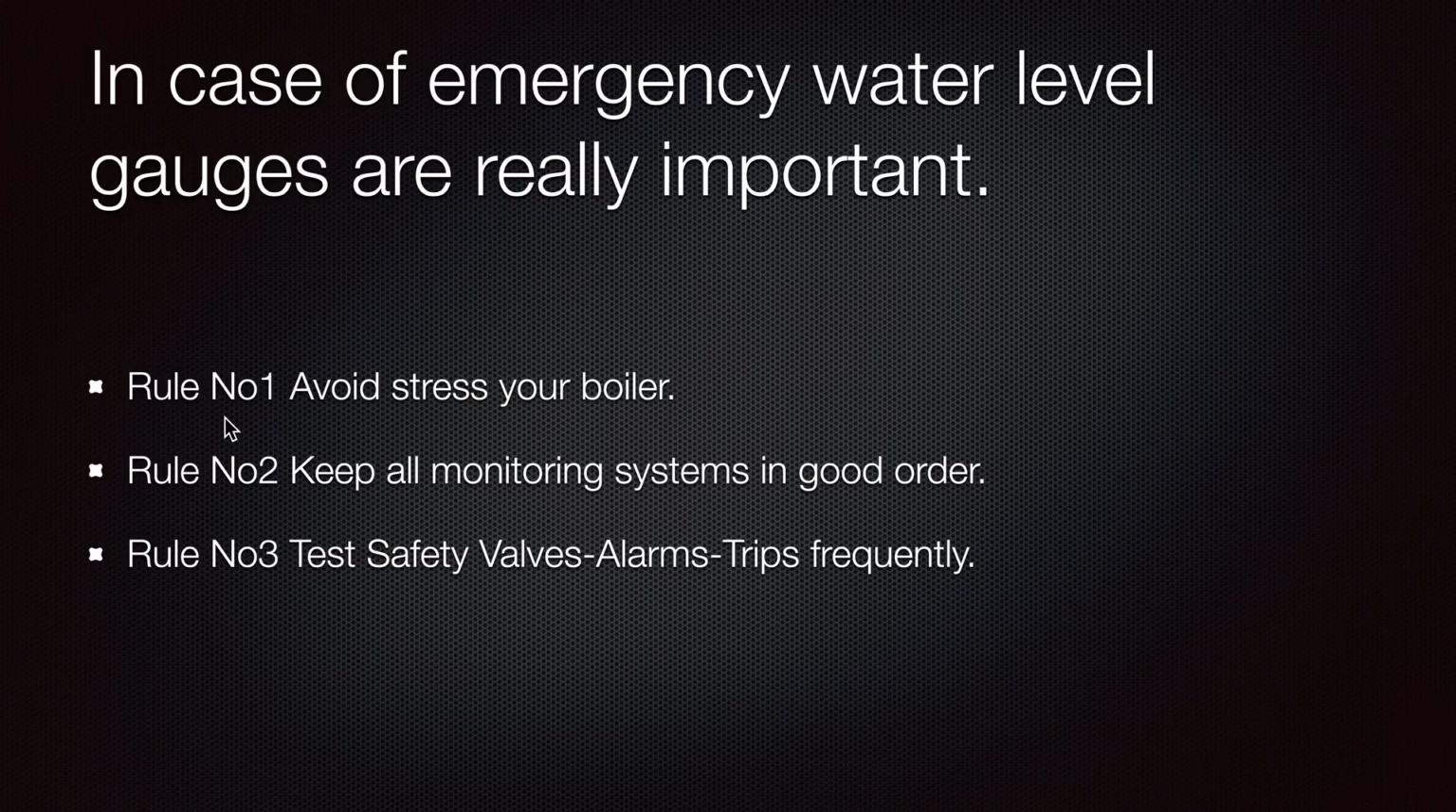Rule number 2 is keep all monitoring systems in good order. I'm talking about the system that monitors the level from the control, the automatic control system, and the indications which are transferred to the engine control room, and also the local gauges, the water level gauges. This is your last barrier to monitor the water level of the boiler.